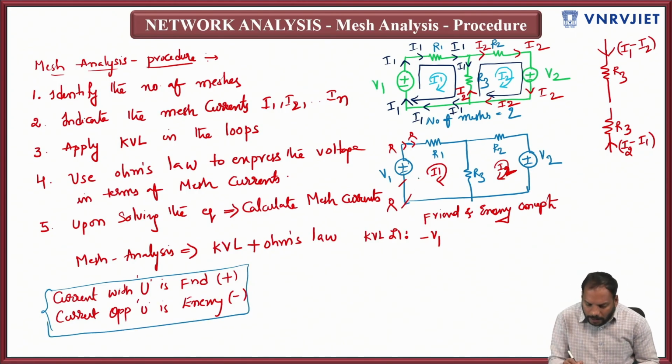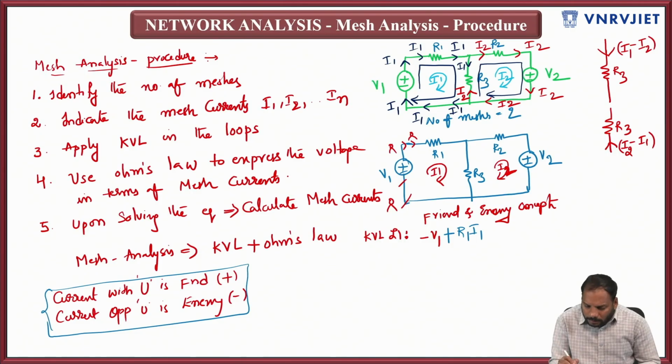Now see here, I have come to R1. Whenever I am walking in the first loop, I1 is compulsorily my friend, because I1 is walking along with me, as I am walking in the clockwise direction. So I am here, and I1 is my friend. When I am at R1, I1 is my friend. That is why I am using this as plus, because I1 is my friend. So that is why R1, I1.